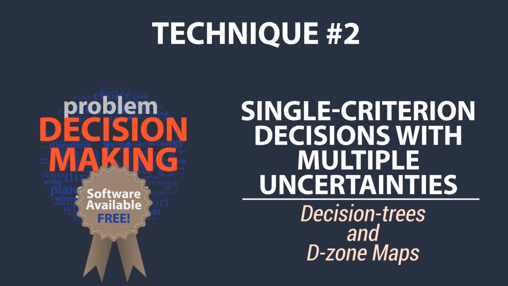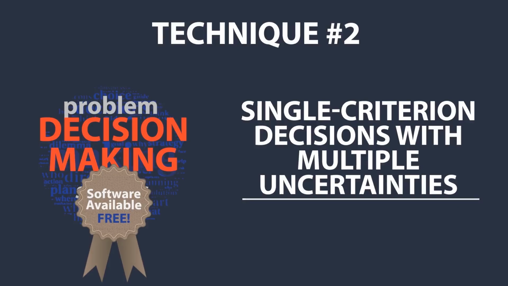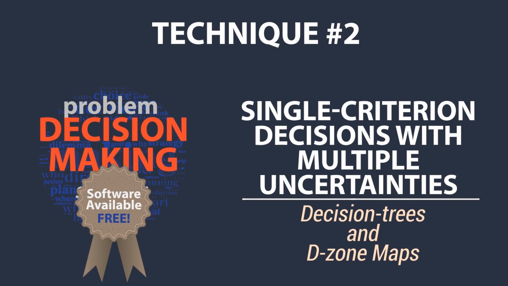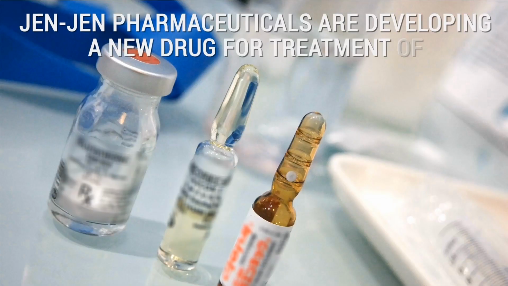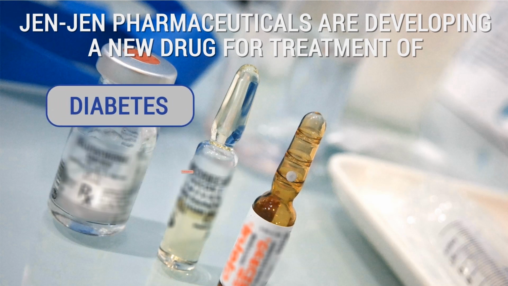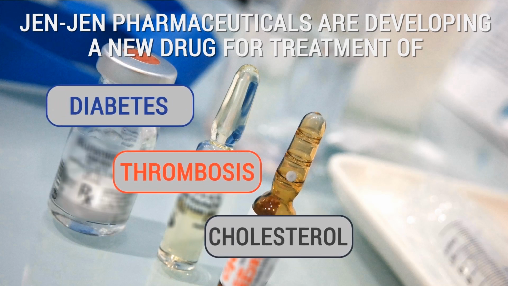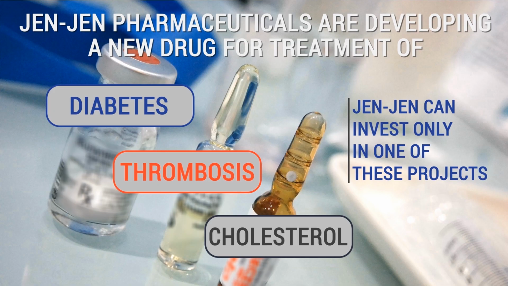Single criterion decisions with multiple uncertainties using decision trees and D-zone maps. Jen Jen Pharmaceuticals are developing a new drug for the treatment of diabetes, thrombosis, and cholesterol. However, Jen Jen can invest only in one of these projects.